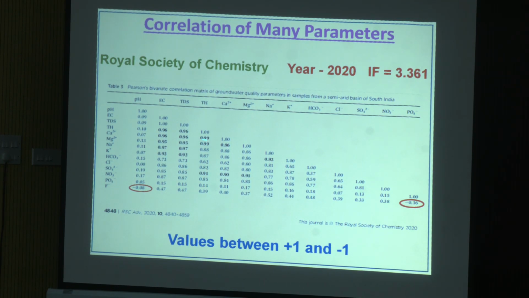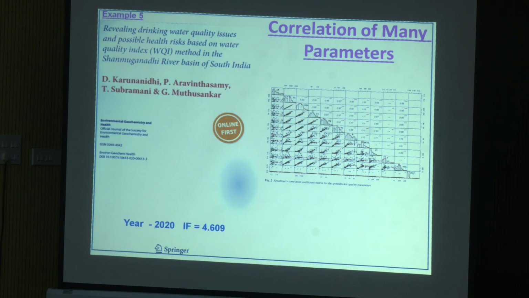So here in some cases you can see 0.99, almost 1. Excellent correlation between these parameters. That means if this parameter increases, this parameter is also increasing. Negative correlation means if one parameter increases, the other parameter decreases. By seeing this, you can very easily understand plus and minus values.